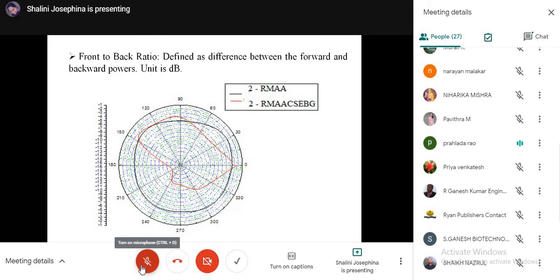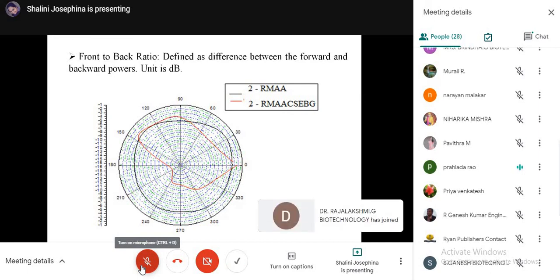The other parameter that can be calculated is the front to back ratio. Front to back ratio you can calculate by subtracting the backward power from the forward power. The forward power, backward power and the front to back ratio are all in units of dB. Next slide.